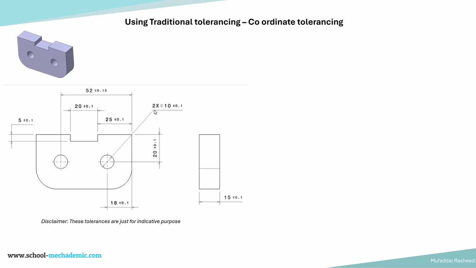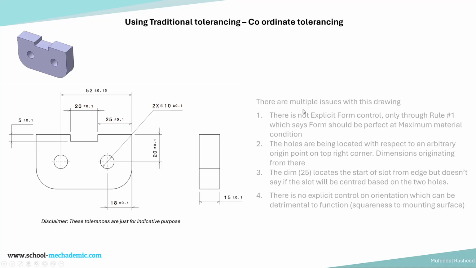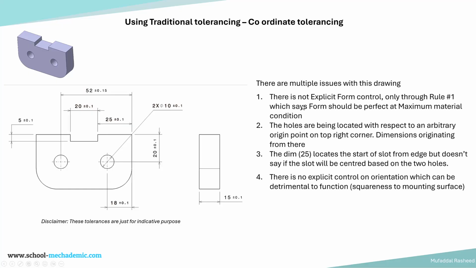If we analyze this drawing and try to answer the question of whether it is controlling the important functional features correctly and reliably or not, then we will see that there are various issues. What are the issues? There are multiple issues with the drawing. First, there is no explicit form control of the mounting surface. As we have seen, the mounting surface, the surface which will be coming in contact with the back plate, the pink color plate, the form, the shape of that surface, the flatness, is important. Here we are not controlling the form explicitly.